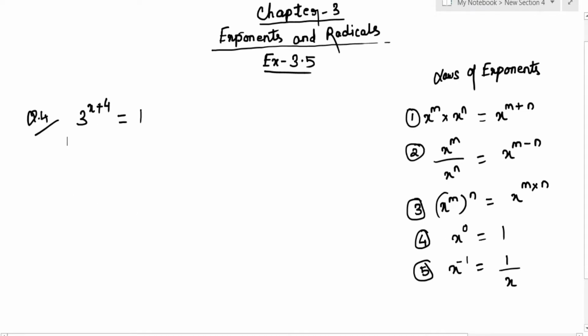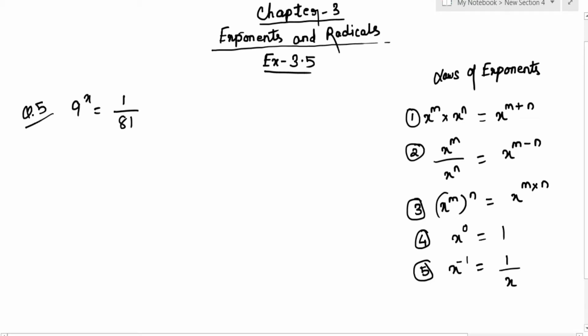Now next is 3 to the power x plus 4 equals to 1. Again LHS we are having 3 as a base, but in RHS again we are having 1. So similarly what we can do, you know that any number to the power 0 is 1. So 1 can be written as 3 to the power 0. Now when base are same, the power will be equal to each other. X plus 4 equals to 0. Plus 4 will go that side and it will become minus 4.